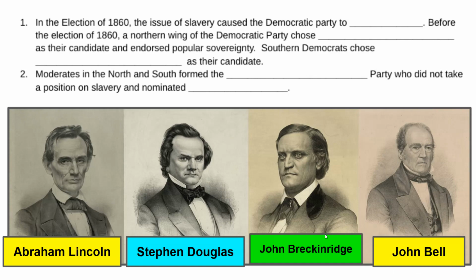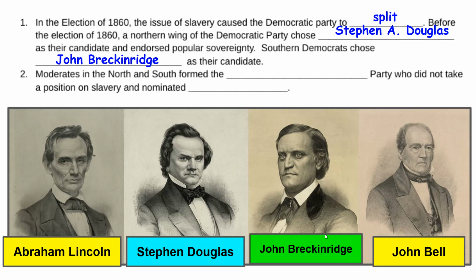So the issue of slavery caused the Democratic Party to split before the election of 1860. A northern wing of the Democratic Party chose Stephen A. Douglas from the great state of Illinois to be their candidate. And if you remember him, he was all about popular sovereignty and the Kansas-Nebraska Act. Because of that, there were some people that did not like this man.